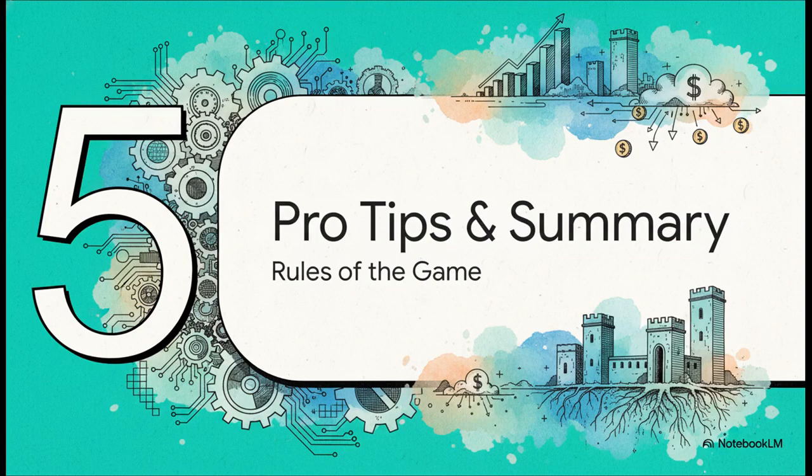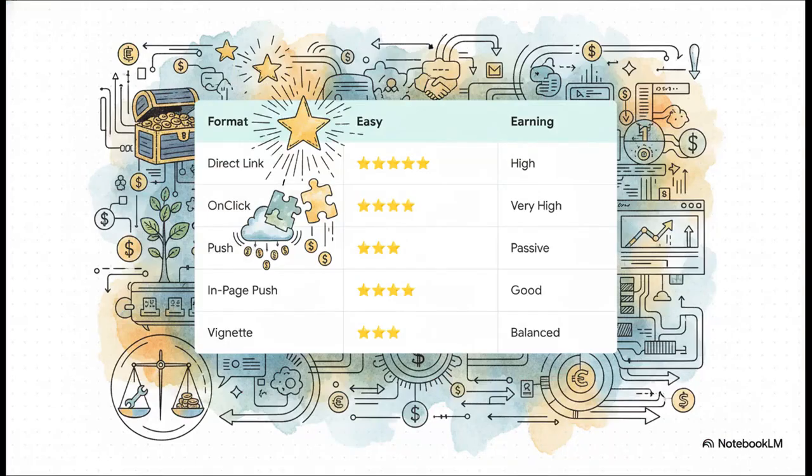Finally, level 5, pro tips and summary, the rules of the game. Honestly, this is the perfect moment to grab a screenshot. Let's break down this definitive summary grid. Direct links are incredibly easy to set up with high potential. OnClick takes a tiny bit more effort, but the earning potential is absolutely massive. Push notifications require an opt-in, but they offer that highly coveted passive income. In-page push is a super solid, easy method for good returns. And vignettes give you a perfectly balanced middle ground. Definitely keep this as your reference guide as you start building.